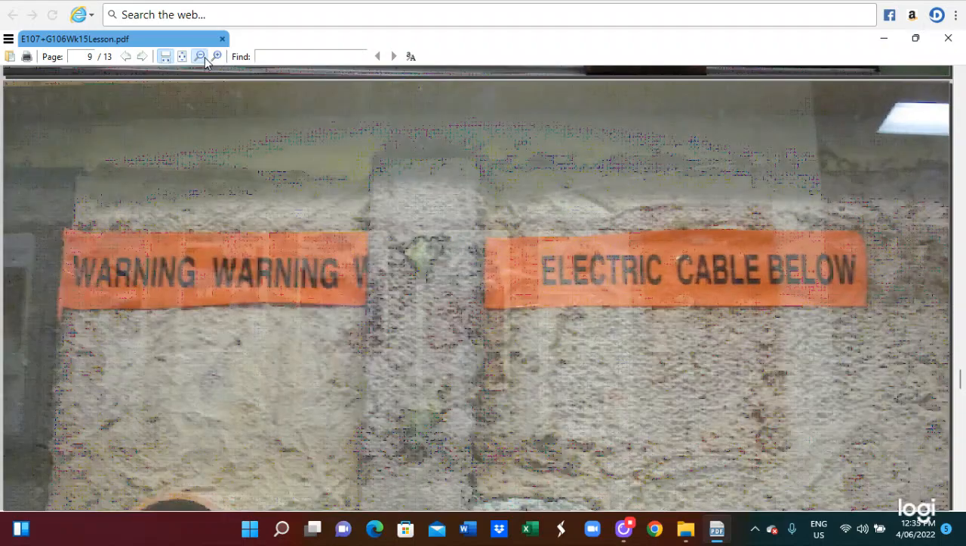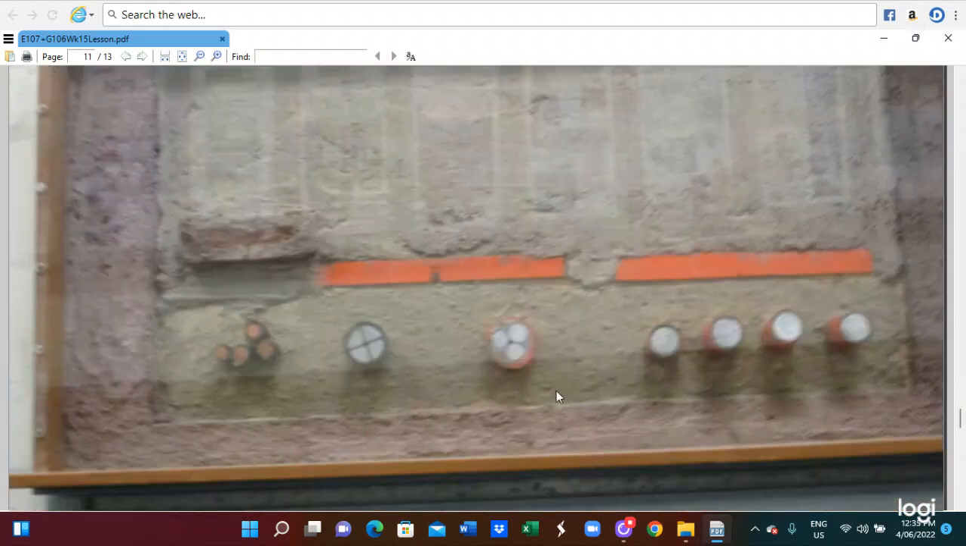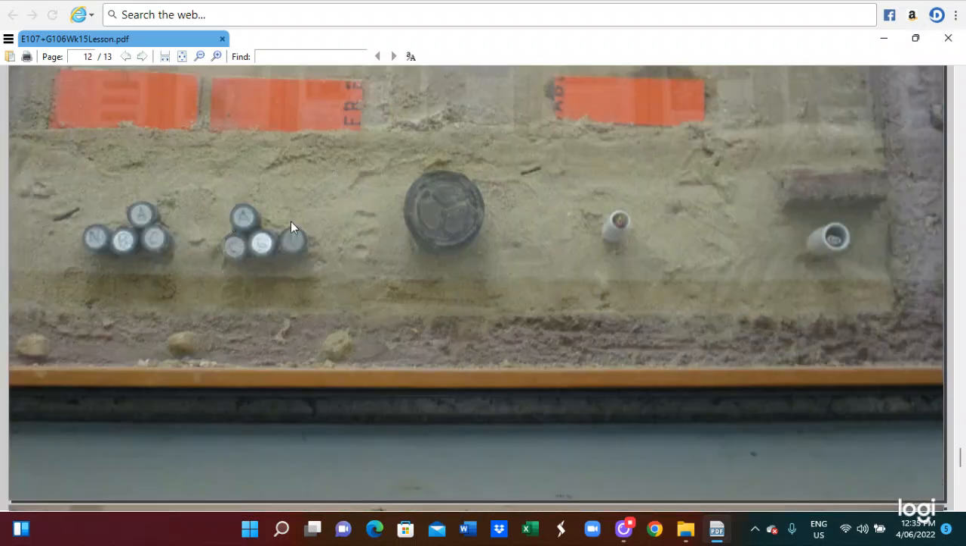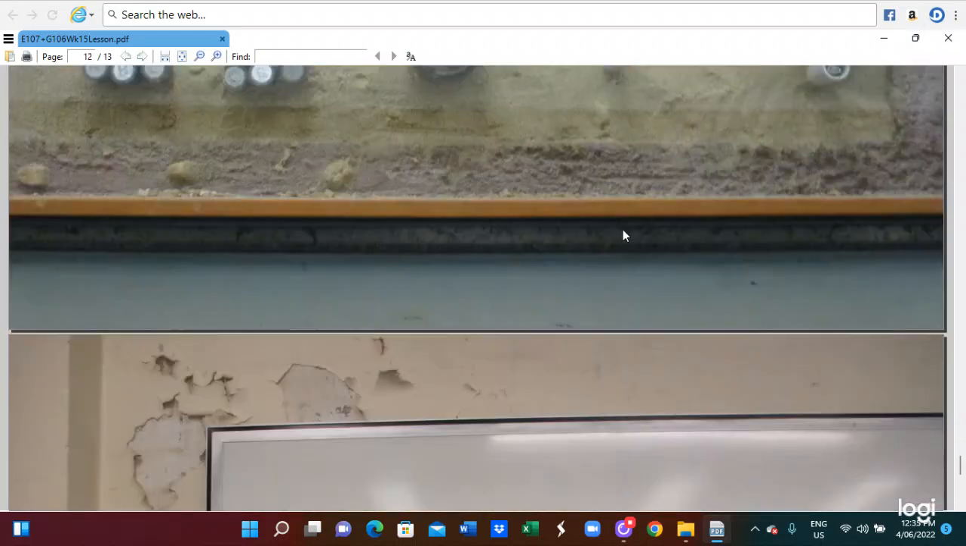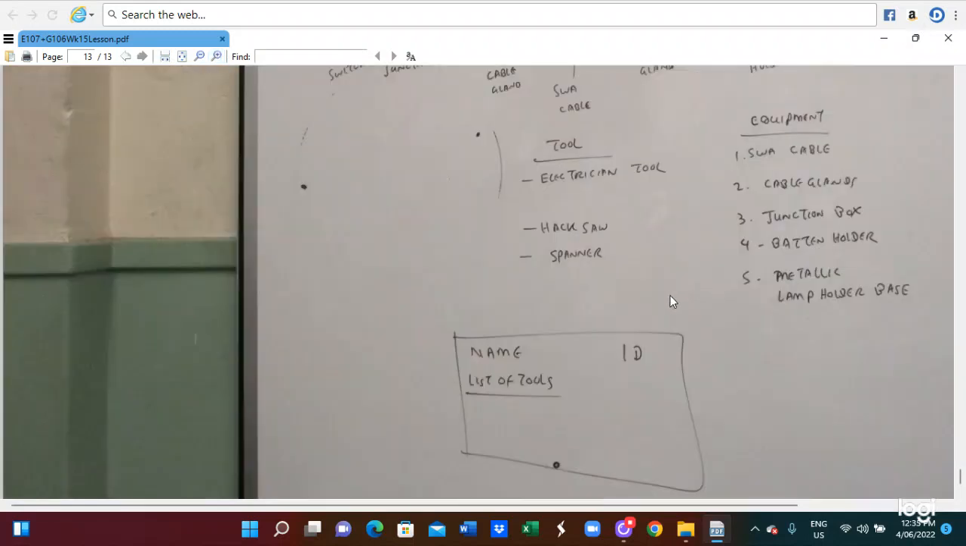So this is the electric cable below. We can use it as an underground wiring system. As well as the underground wiring system, we use the MIMS cable wiring system. So here is the MIMS cable underground wiring system. We also use the connection diagram of the MIMS cable. So you have to do this practice.